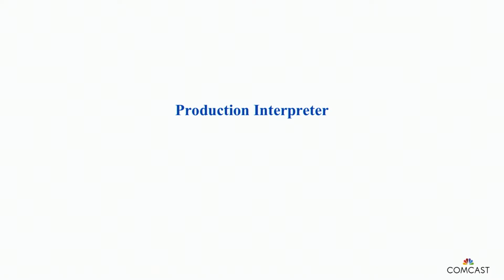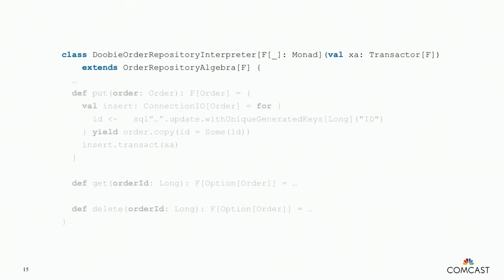Now, at some point, I do actually have to make decisions. It's unfortunate, but so we write a production interpreter. This is straight out of Paul's code. This is the Doobie order repository interpreter. We're going to extend our algebra.